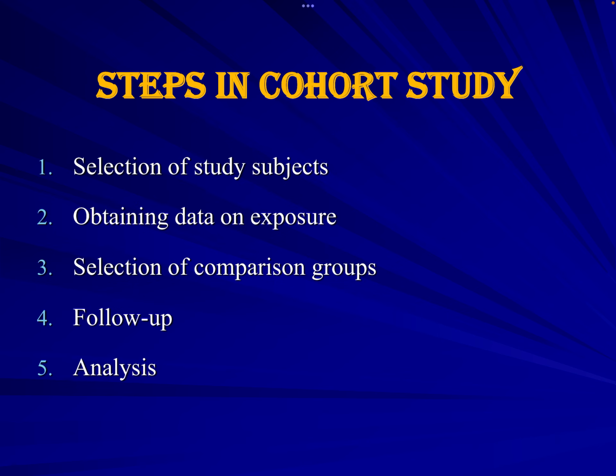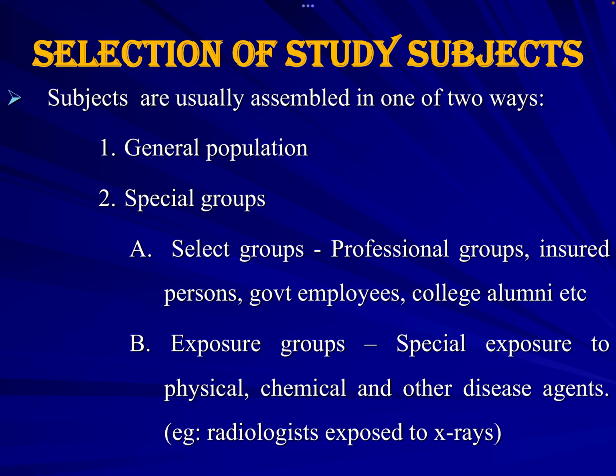What are the steps in a cohort study? There are 5 steps: selection of study subjects, obtaining data on exposure, selection of comparison groups, follow-up and analysis. Selection of study subjects. Subjects are usually assembled in one of 2 ways. One is general population, second is special groups. In special groups, we further have select groups and exposure groups.